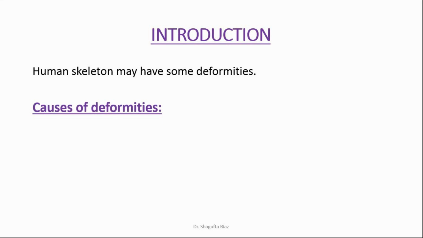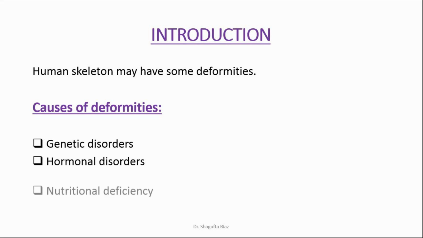Causes of deformities. There are three main causes of the deformities found in skeleton. That can be genetic disorders which are associated with deformities in skeleton, hormonal disorders or hormonal deficiencies, nutritional deficiency or malnutrition.